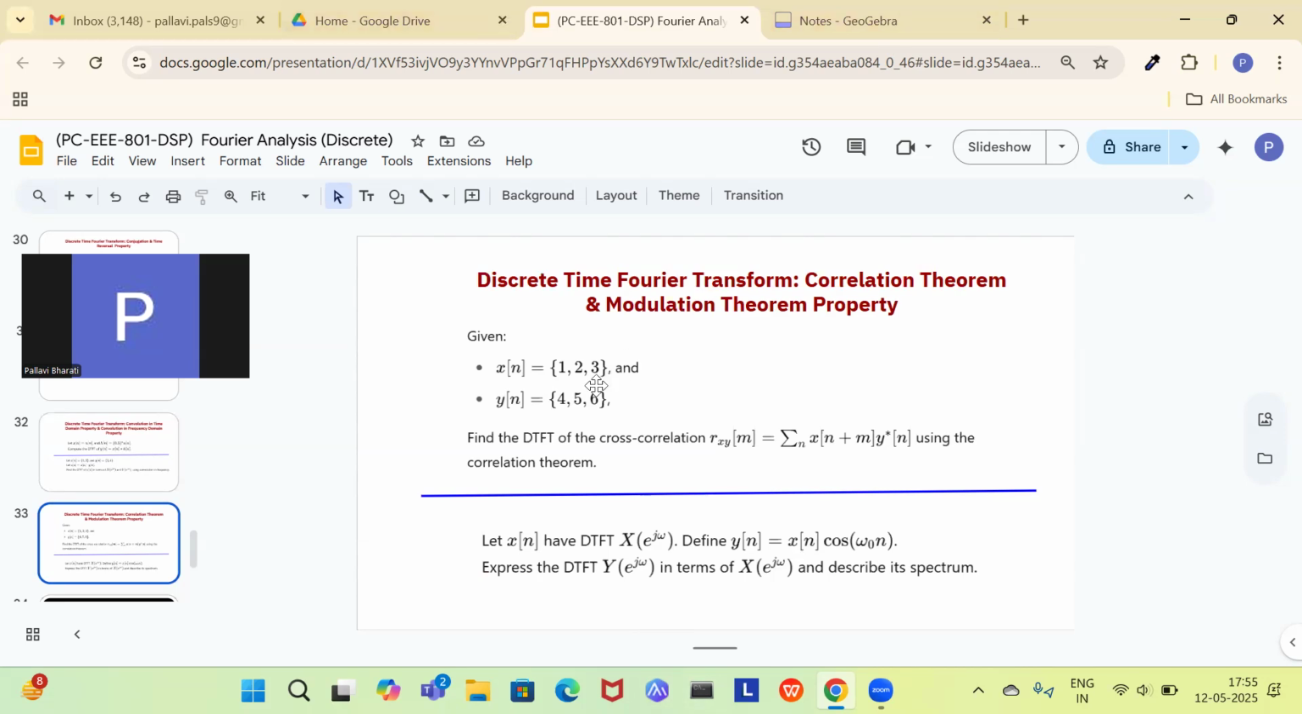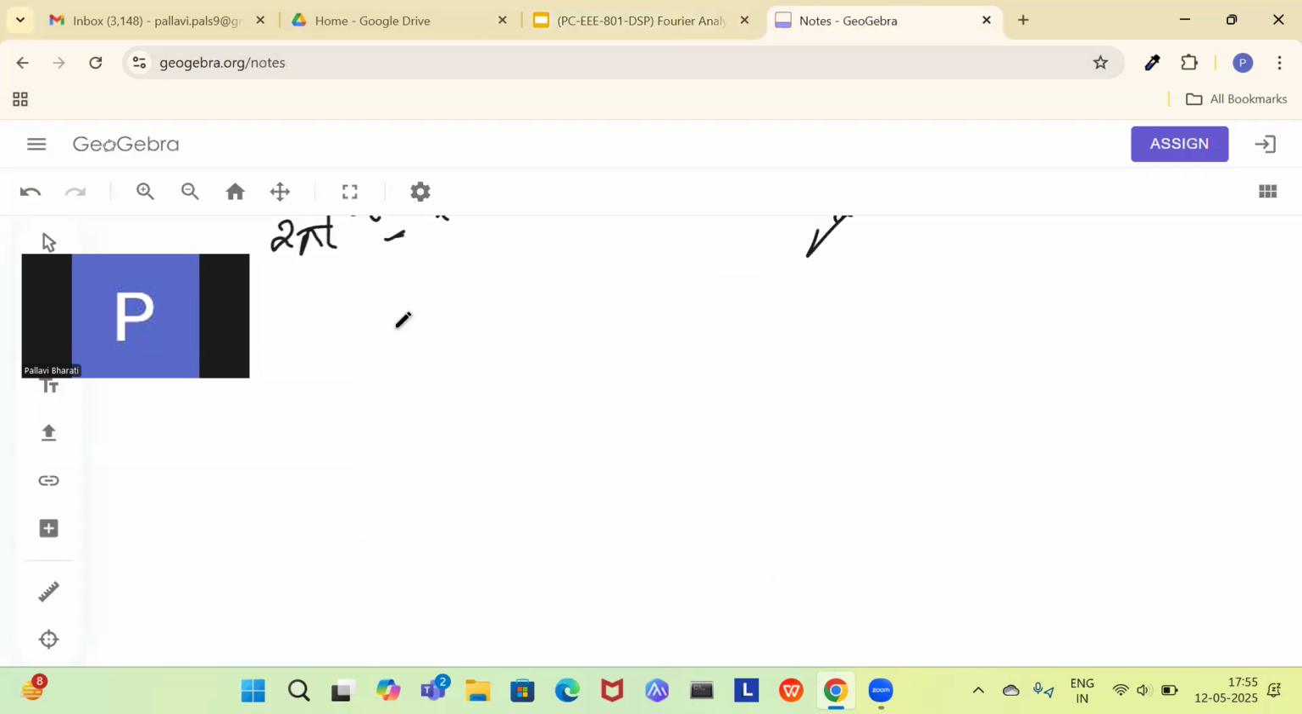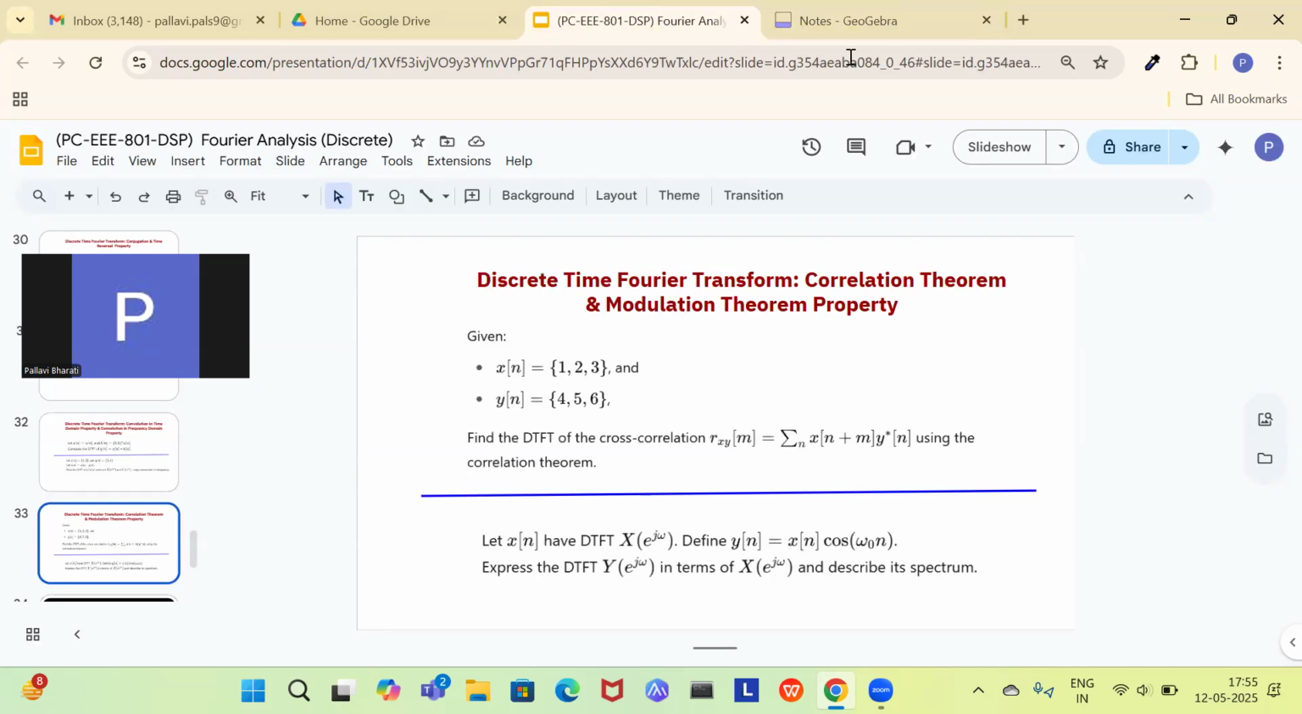So let us see once how to find the cross correlation and what the DTFT cross correlation property is. How to find cross correlation, we are not doing here right now. We will just be using the DTFT property because it will become too long. How to find correlation will be taught in the other class. So here, how to use the DTFT property.